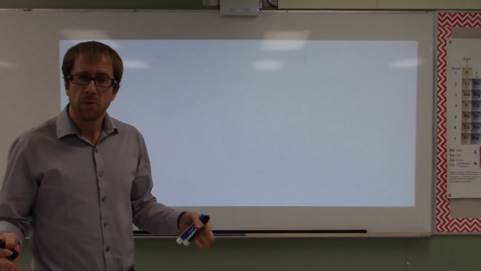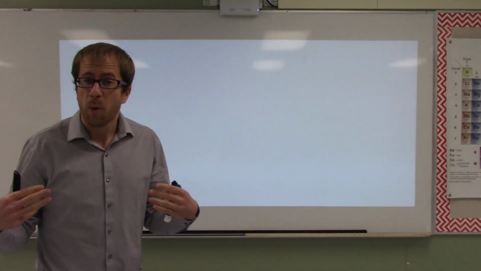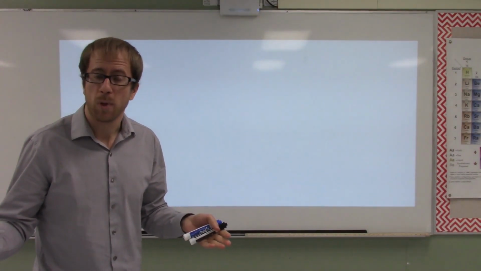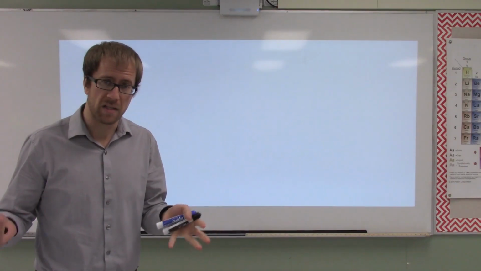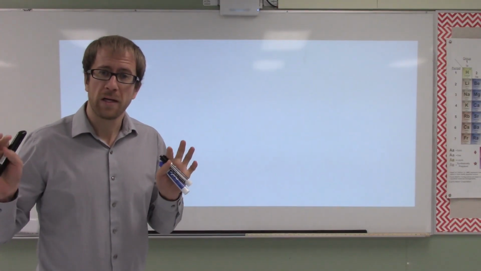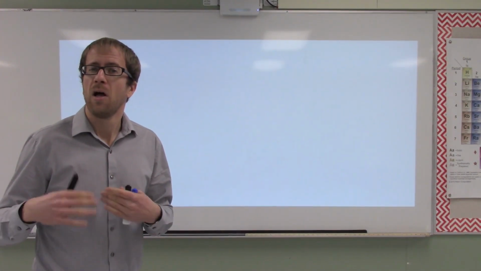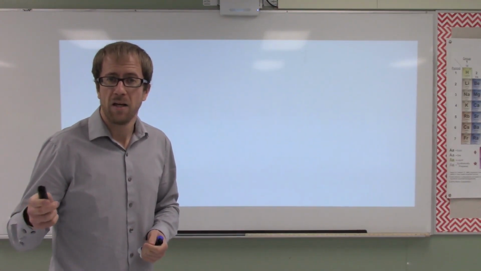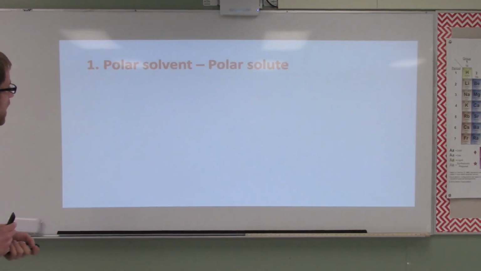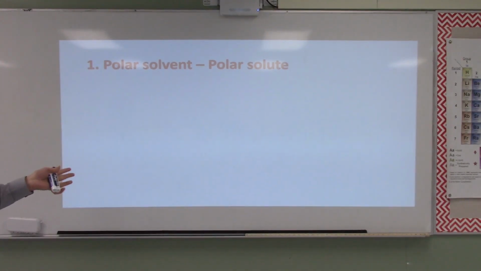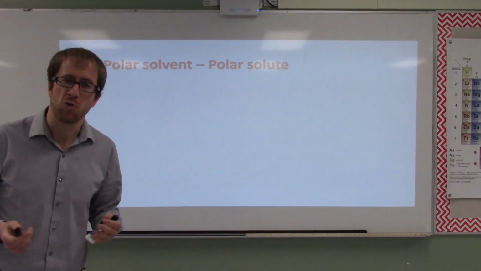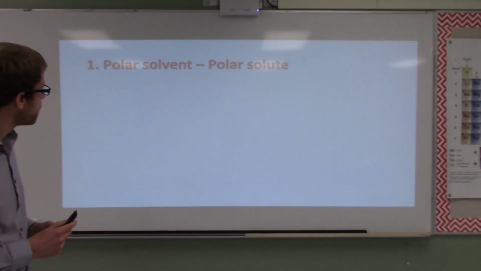So now we have to explore the different possible situations that can arise when we mix two substances together. Right? We have to look now at the molecular level at what's happening. So what is happening when we get a polar solvent mixing with a polar solute? Why is it that it dissolves?